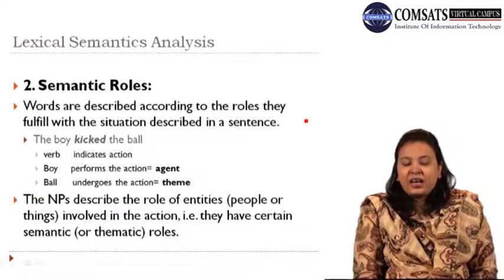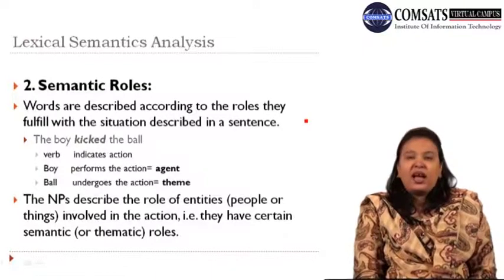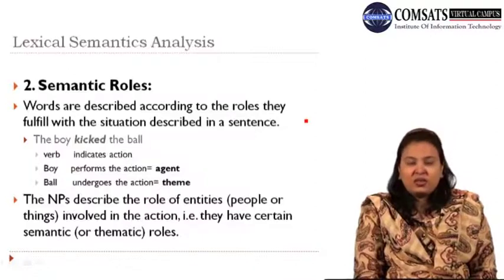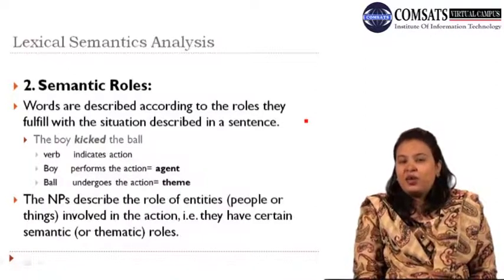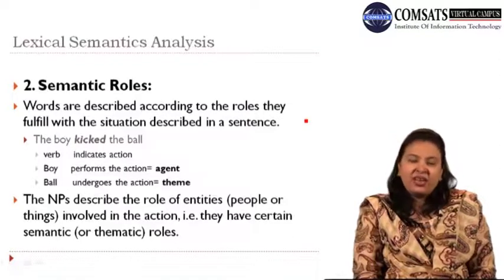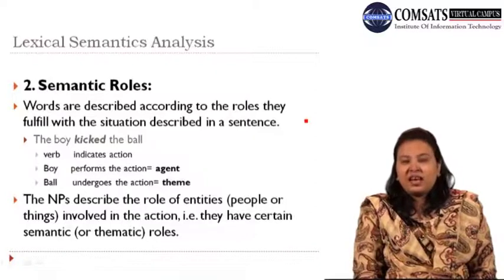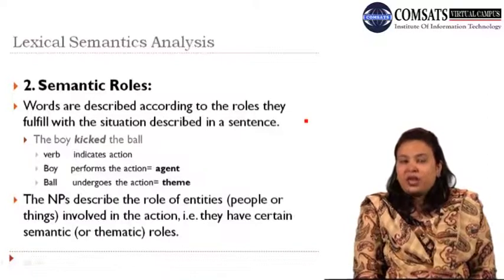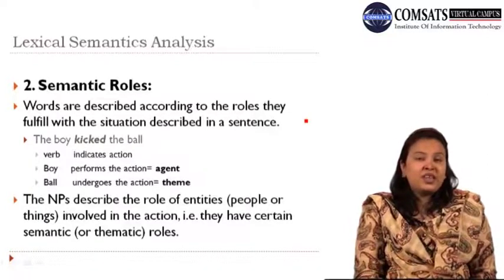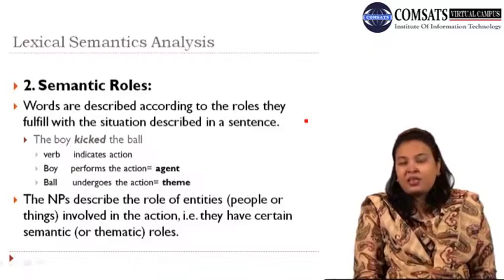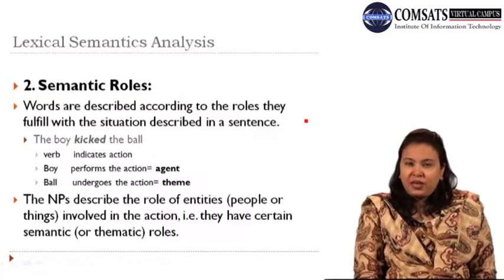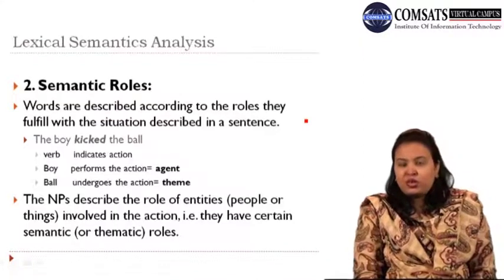Now I have the verb, which is kicked, and the verb kick is an action word, because I know the meaning of this word kick. When you hit something, it involves a body action, a physical action. So the verb is an action word. According to that, if the verb is an action, the person who is performing that action is the agent, the doer of the action. So who is the doer of the action?